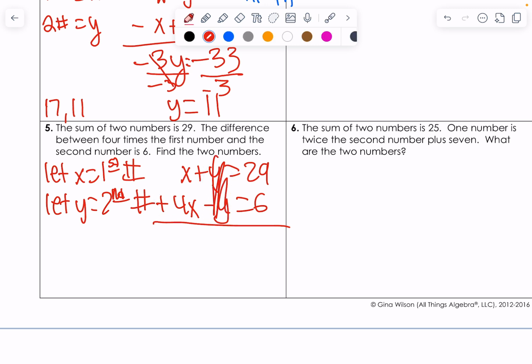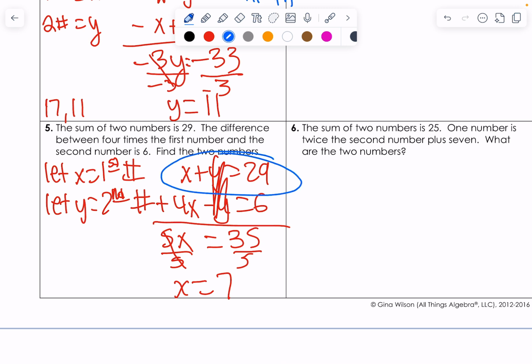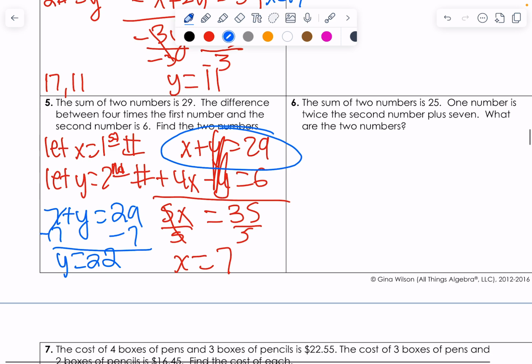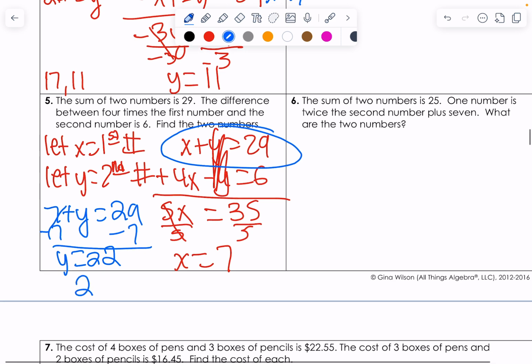So the y's are gone. x plus 4x is a 5x. 29 plus 6 is 35. I can divide both sides by 5 and find that x equals 7. Again, plug that back in. I'm going to pick the top equation. 7 plus y equals 29. Solving for y, I get that y is equal to 29 minus 7, which is indeed 22. And so the two numbers that we found are 22 and 7. Okay, that's my final answer there.